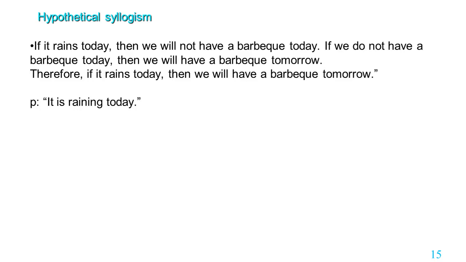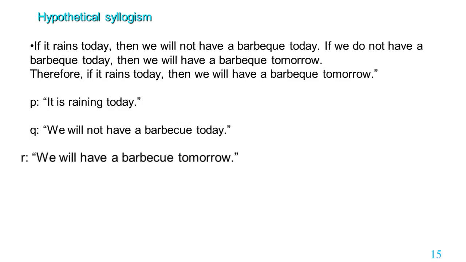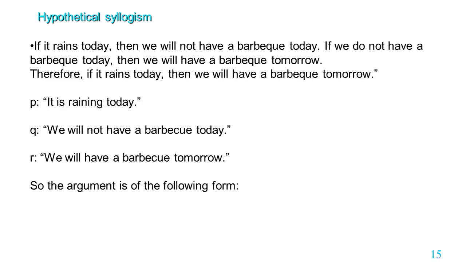We formulate the sentences using some logical connectives. P stands for it is raining today. Q stands for we will not have a barbecue today, and R, we will have a barbecue tomorrow. So the argument is of the following form: P implies Q, Q implies R, that means P implies R. P implies R means if it rains today, then we will have a barbecue tomorrow. The first and the last statements are connected.